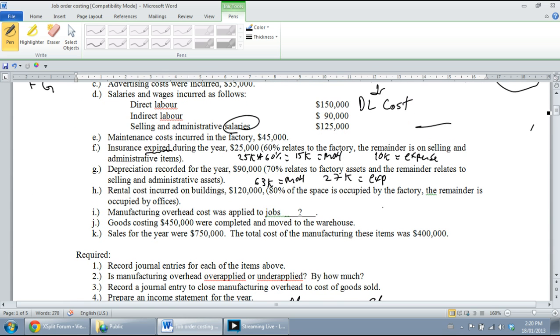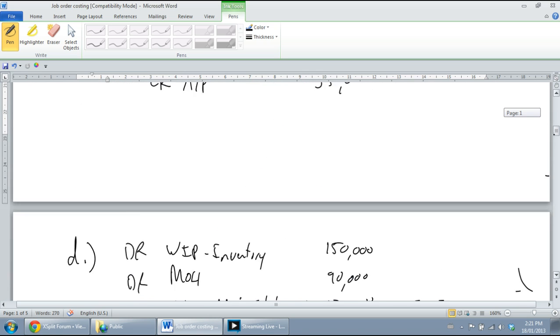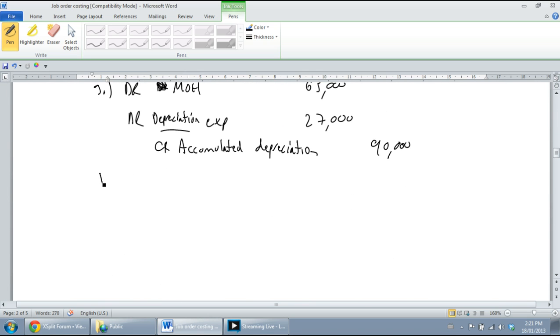Next up, rental costs incurred on the buildings, 120 grand. 80% is the factory. Okay, so 120 times 80% is 96K. And again, when we have these indirect factory costs, I say, oh, is rent, is it direct material? No. Is it direct labor? No. It's got to be overhead. So 96,000 is overhead. The other 24,000 is expensed. So let's go down to it. This is H. I'm going to debit. Well, what did we say? 96,000 was overhead.